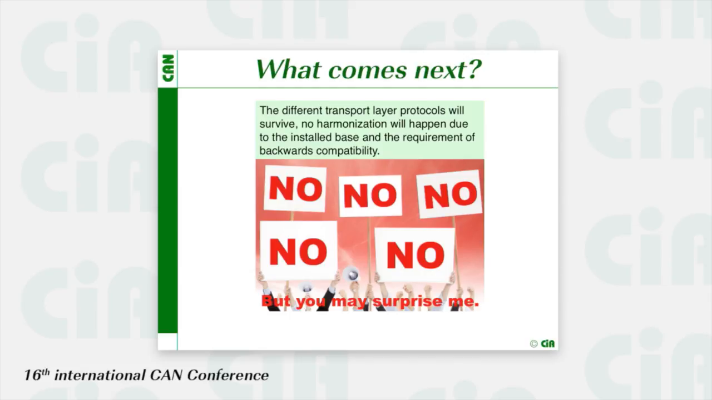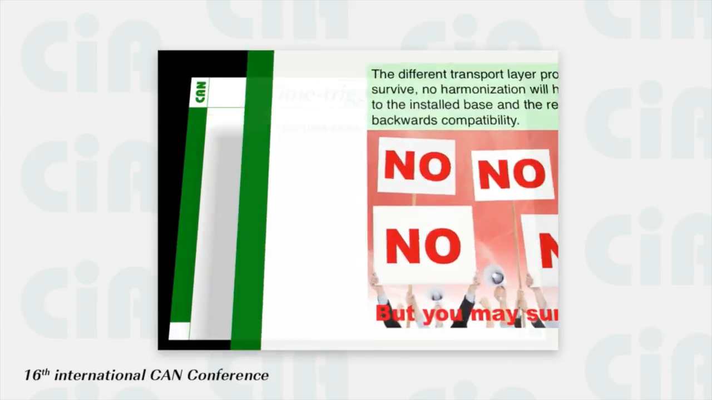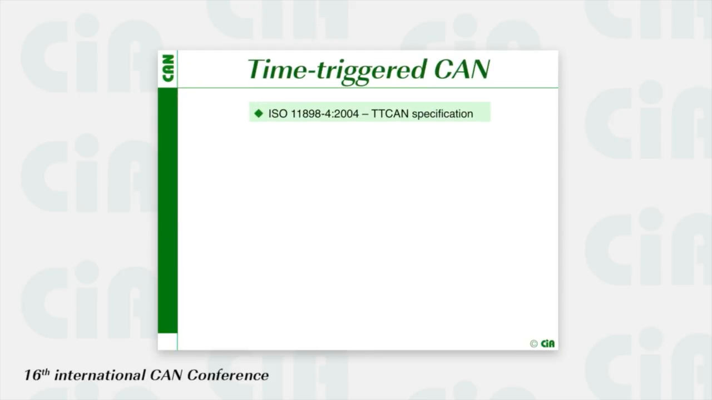Next, we have a protocol which doesn't fit 100% into the OSI layers. This is the time-triggered CAN. It is something in between. It's not the data link layer, it's not a session layer, it is something, let's say in these words, but it's below the application layer.